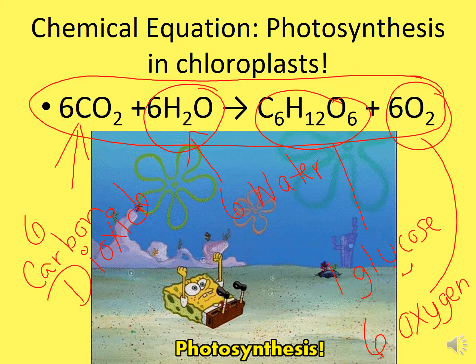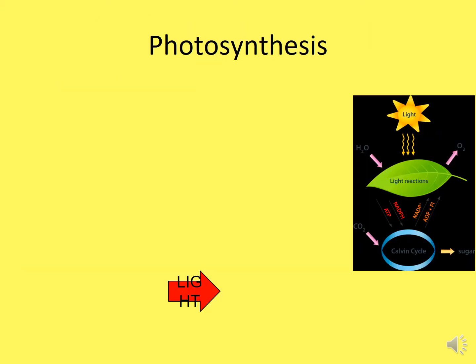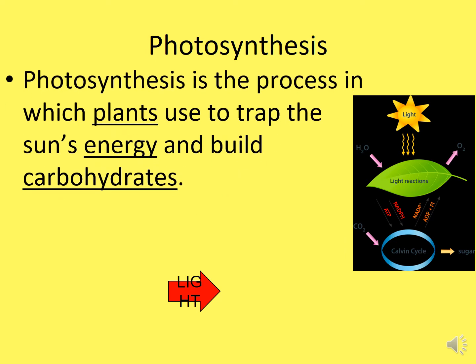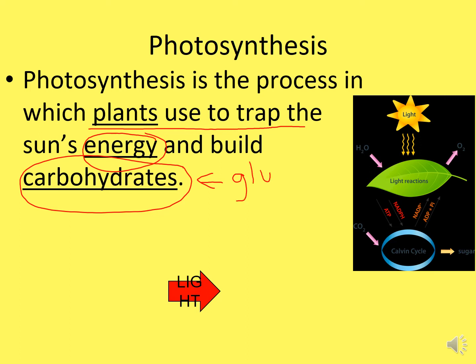Okay, so photosynthesis obviously takes place in the chloroplast of plants. I remember the episode of SpongeBob, he was like, photosynthesis. So, photosynthesis. Well, what is photosynthesis? Well, photosynthesis is the process that plants use to trap the sun's energy and build up carbohydrates. What was the carbohydrate that it builds up? Well, glucose, right?